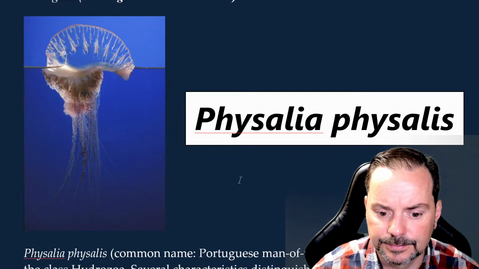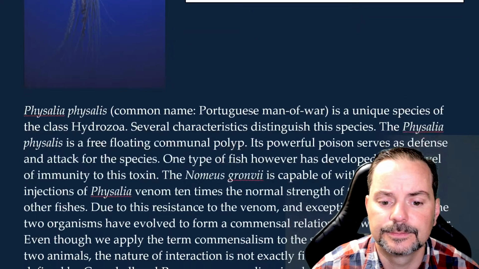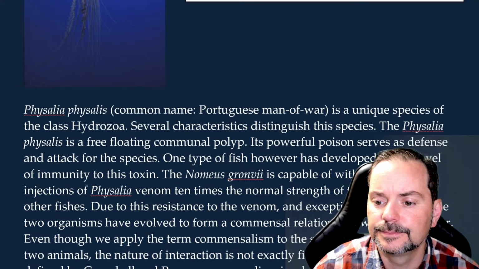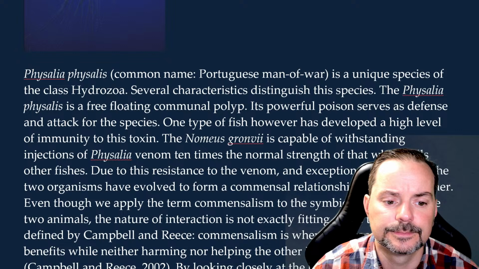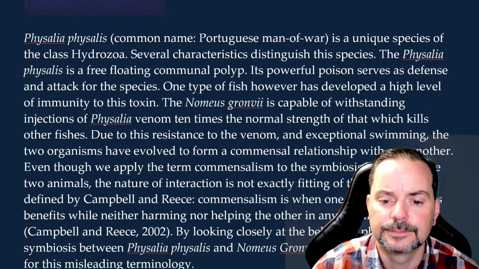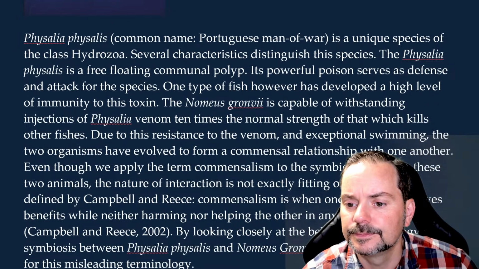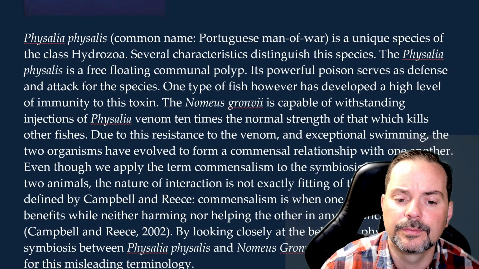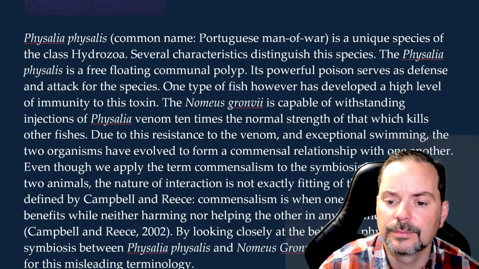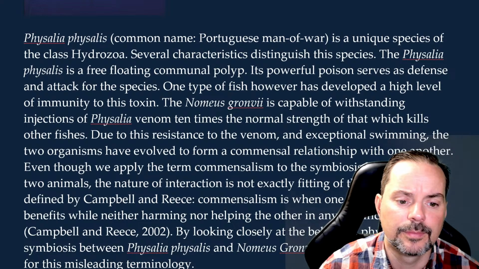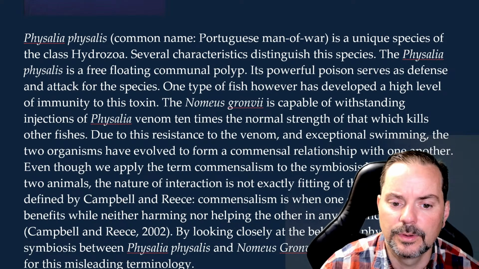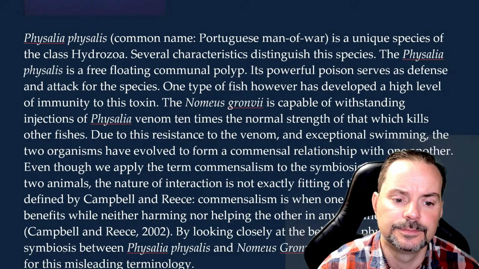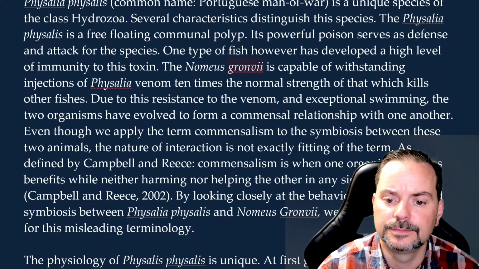Physalia physalis. Physalia physalis, common name, Portuguese man of war, is a unique species of the class Hydrozoa. Several characteristics distinguish this species. The Physalia physalis is a free-floating communal polyp. Its powerful poison serves as defense and attack for the species. One type of fish, however, has developed a high level of immunity to this toxin, the Nomius gronvoi.